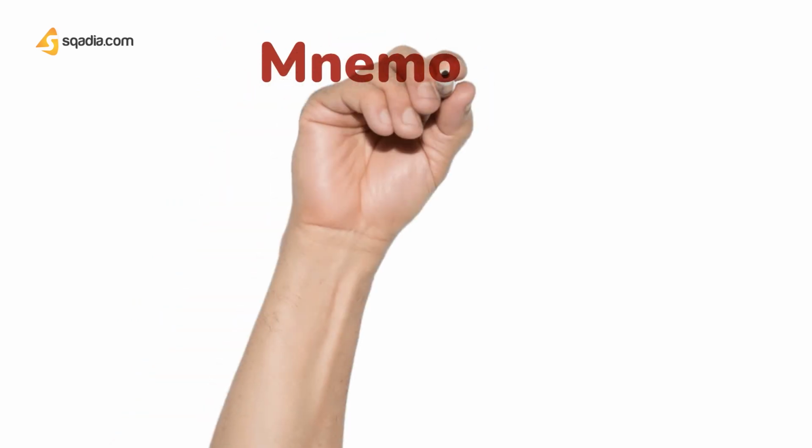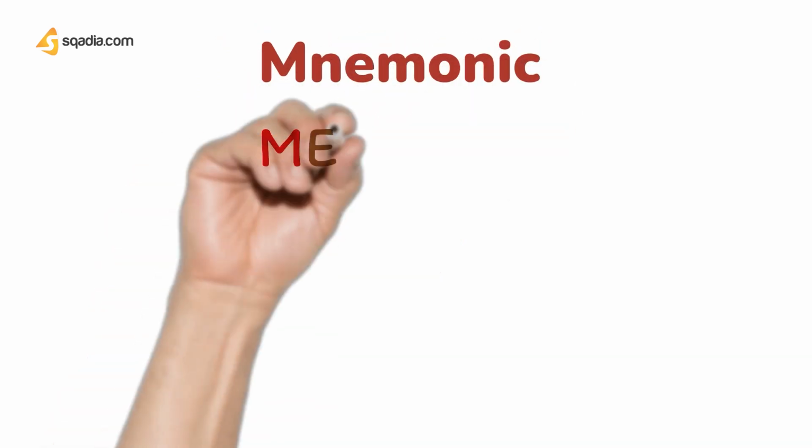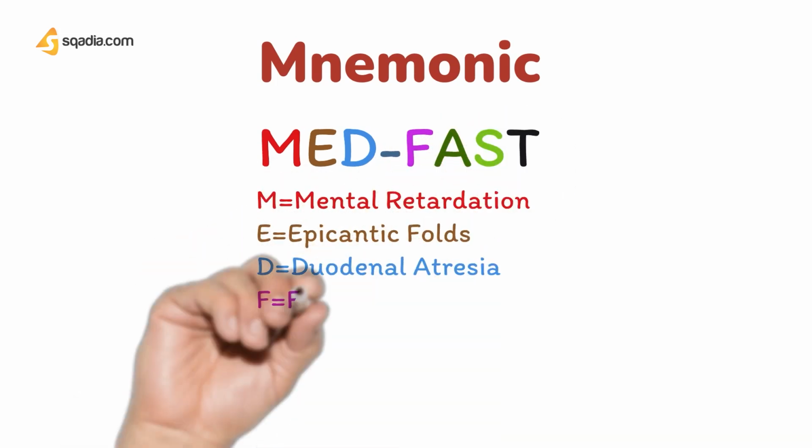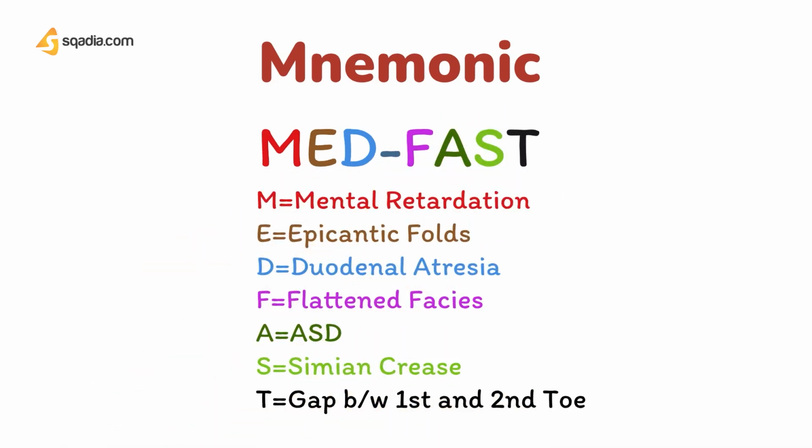So, my friends, what is the easy way of remembering Down syndrome? Here is an easy mnemonic called MedFast. M stands for mental retardation, E for epicanthic folds, T for duodenal atresia, F for flattened facies, A for atrioventricular septal defect, S for Simian crease, and G for the gap between the first and second toe. You can easily remember Down syndrome by just memorizing MedFast.